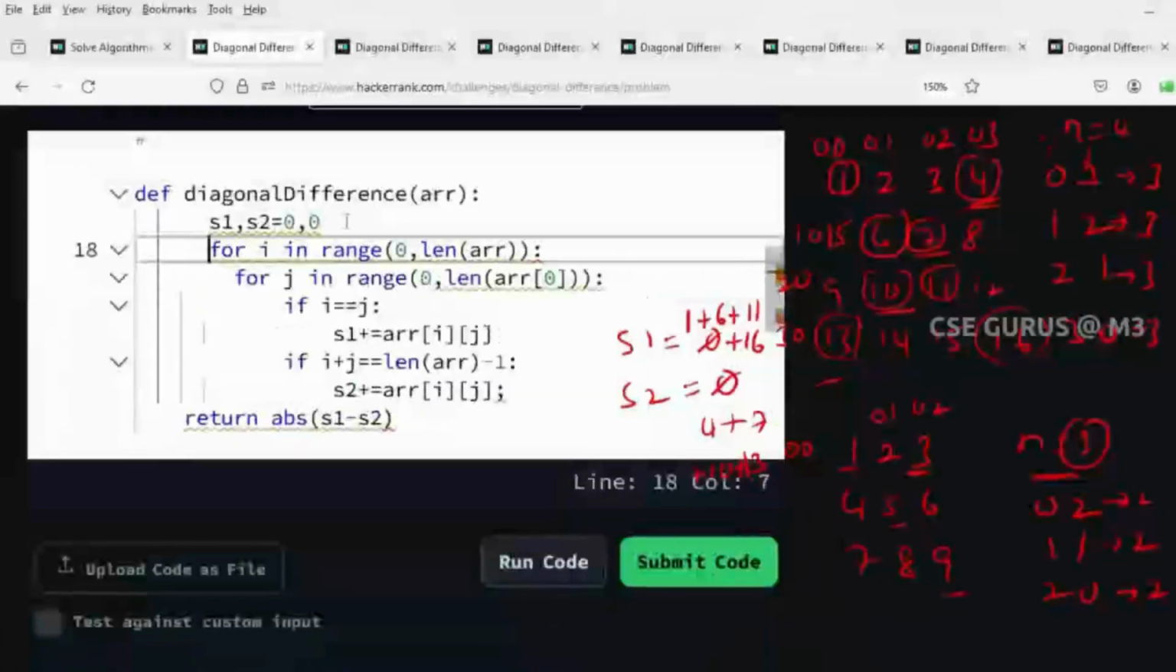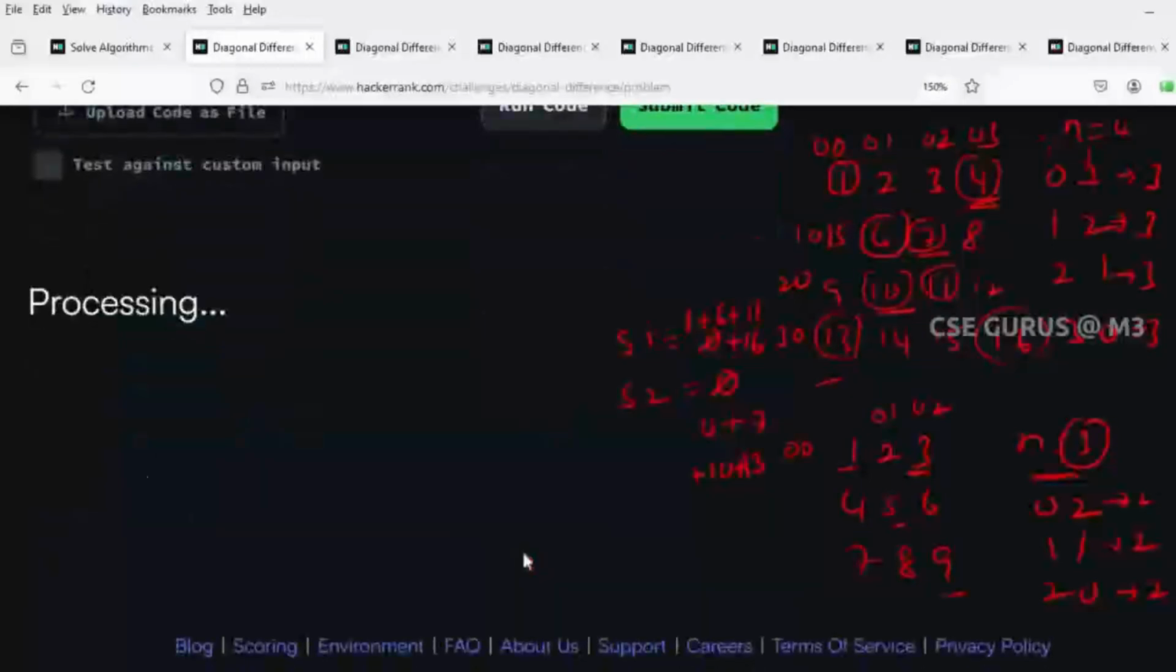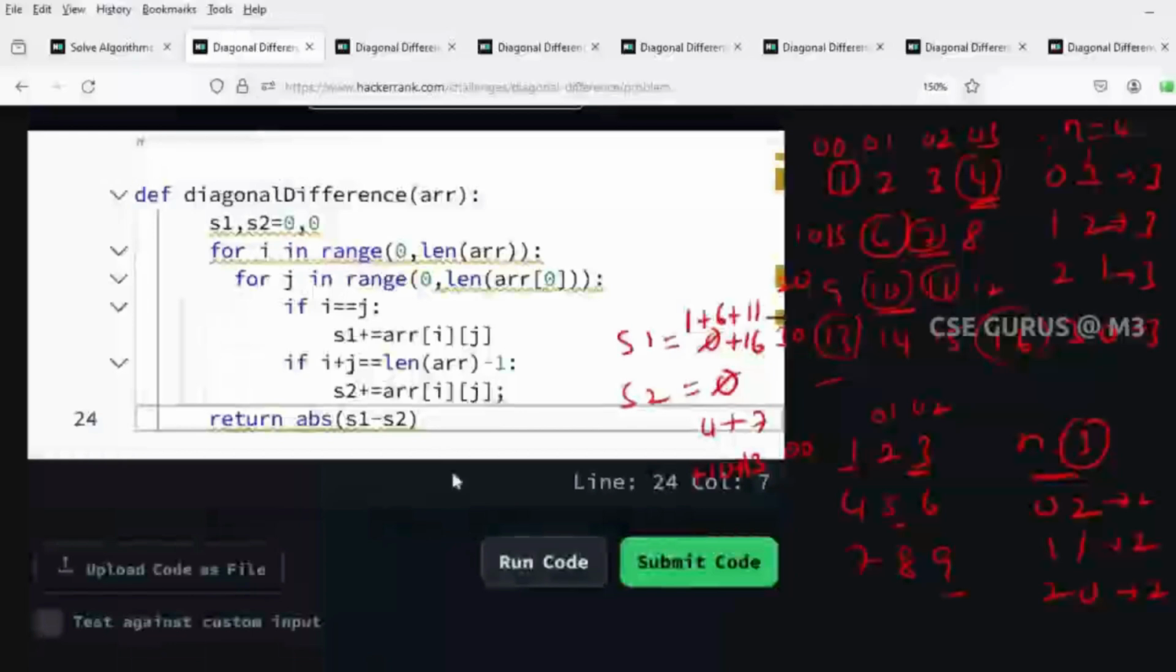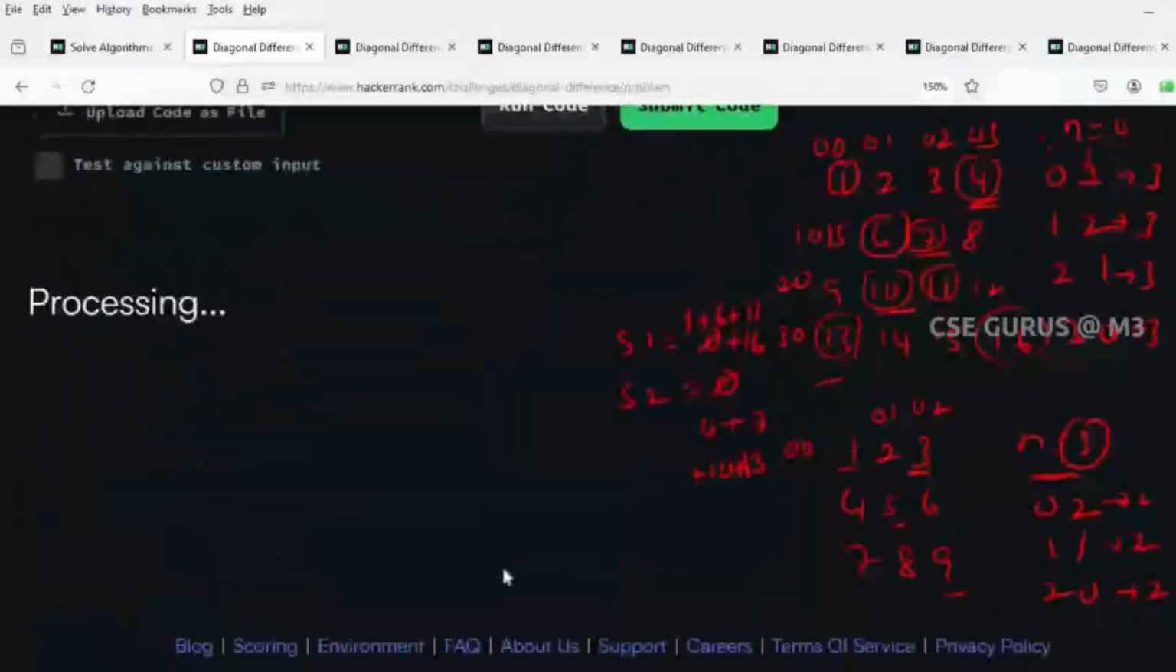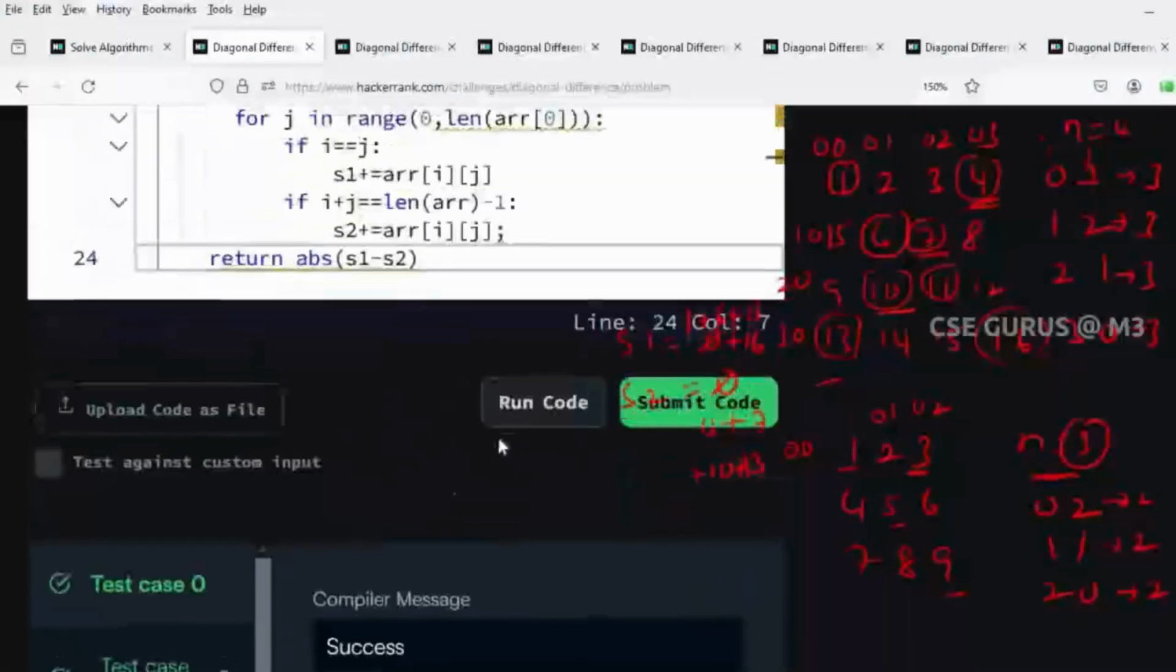Indentation is very important. Here it needs to start. Now run the code. Yeah, test case passed. This is passed.